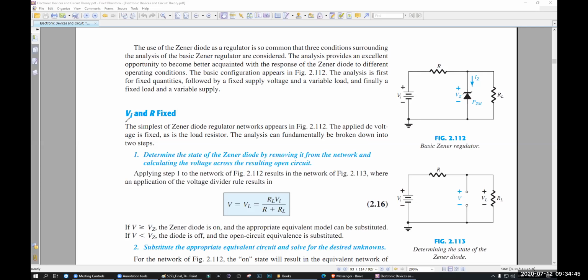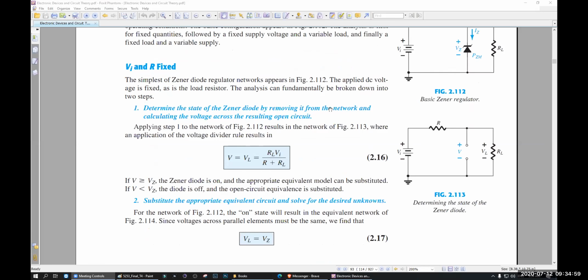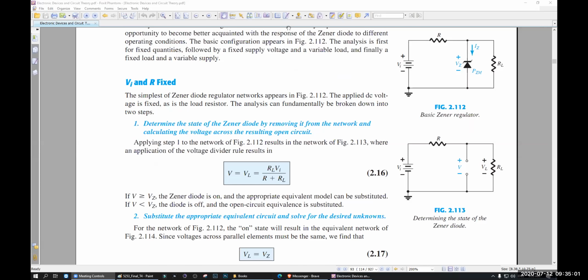At first, let's find out the case where VI and R are fixed. These are fixed, okay? That means this is variable. So how to find that? At first they said VI and R fixed. Determine the state of the Zener diode by removing it from the network. Okay, what do we have to do? We have to remove the Zener diode from the network first. Then we have to find out how much voltage this RL takes. So how to do that? Let's remove the Zener diode.